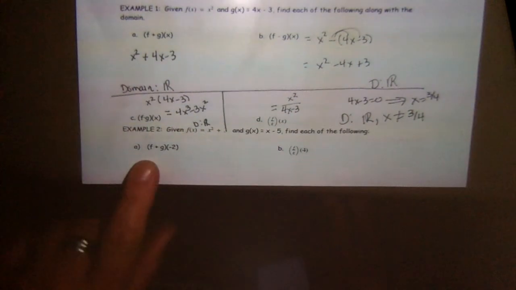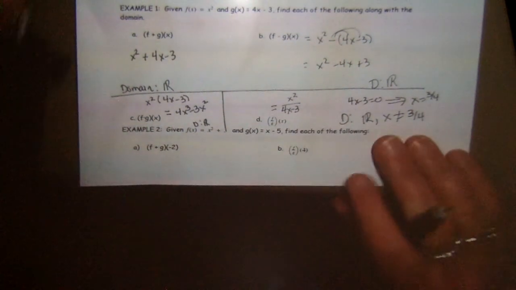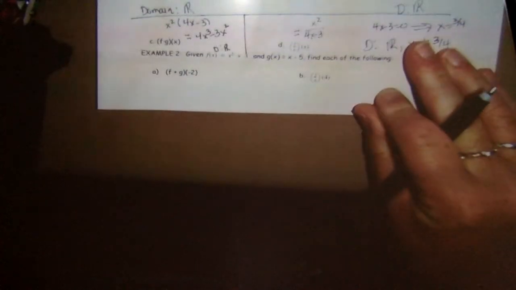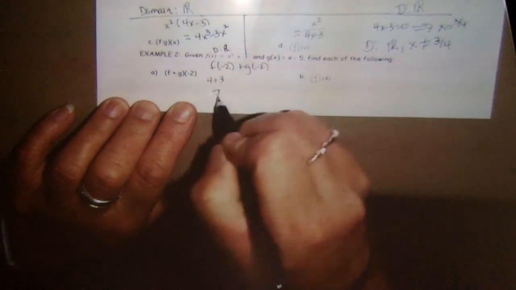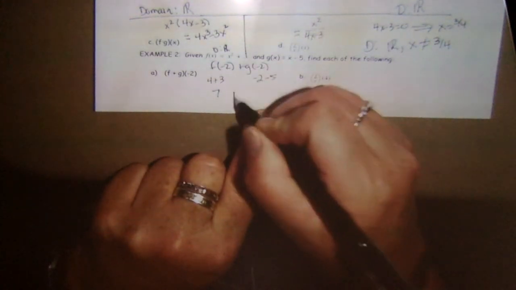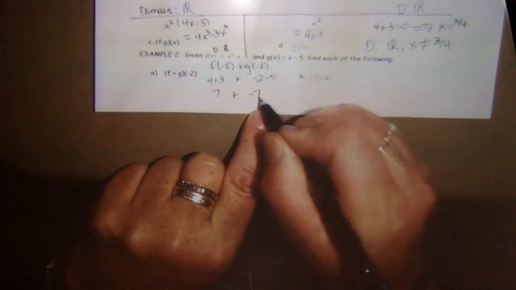All right, then it says take and find f plus g of negative 2. How do we want to do this? Put negative 2 in for x's. So we want to find f of negative 2. We want to add to what we get when we plug in g of negative 2. So this one is what? Negative 2 squared, which is 4 plus 3, which is 7. This one's negative 2 minus 5, which is negative 7.